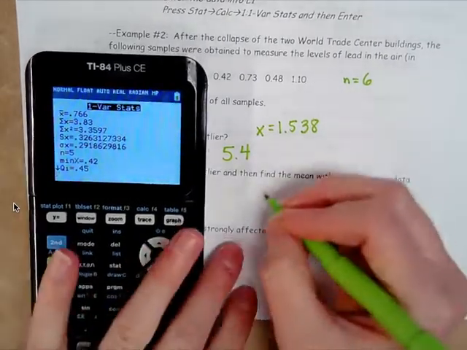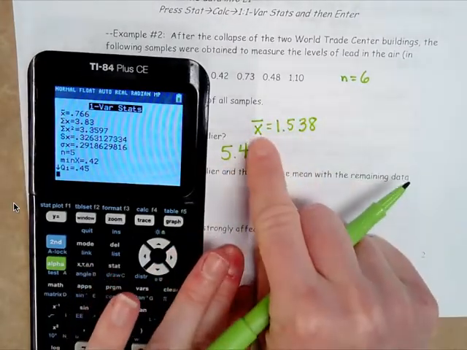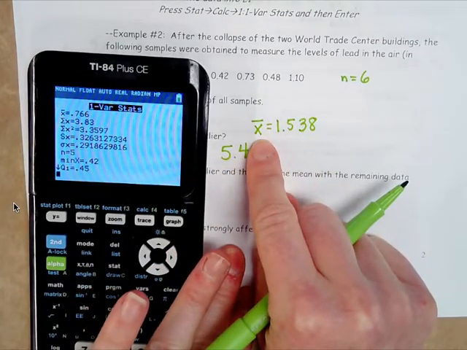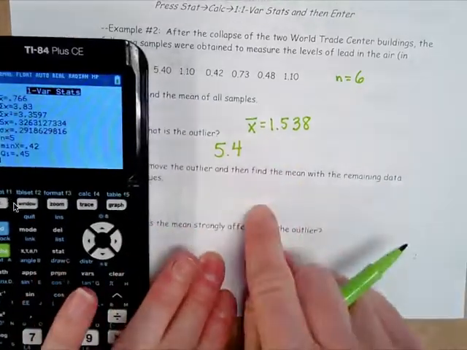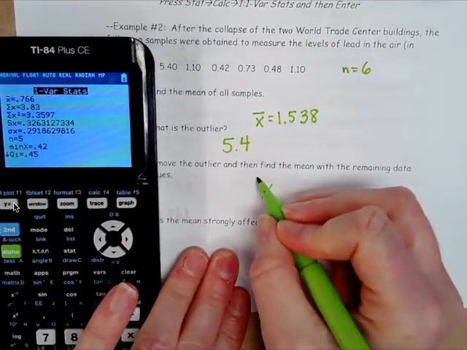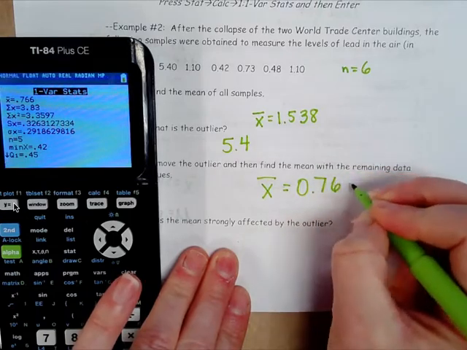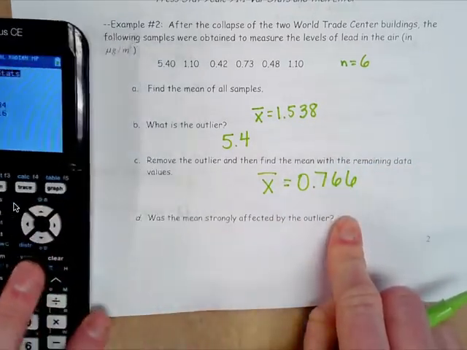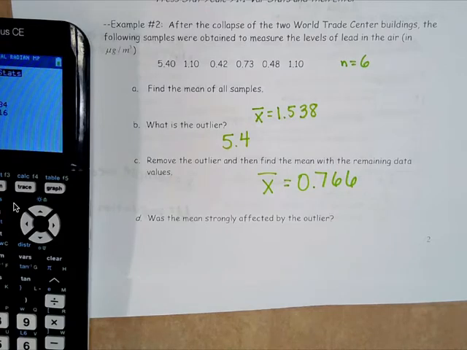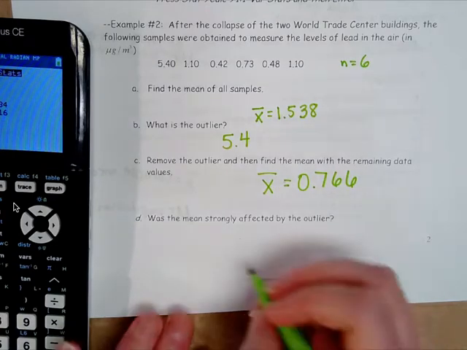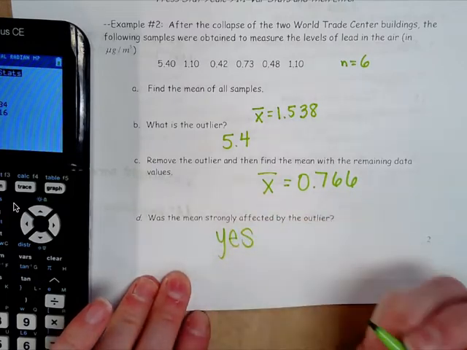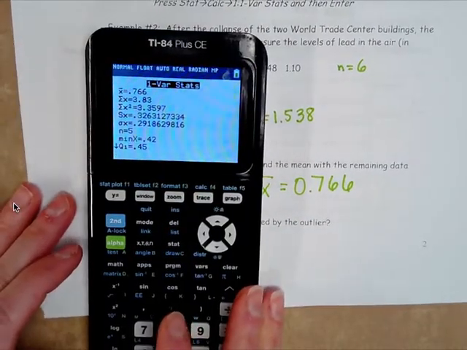And we got a different answer, right? Oh, I should put X bar. Hey, I messed up right there. So put X bar. So here with the outlier removed, we get 0.766. Was the mean strongly affected by the outlier? Yes. Yeah, it was. Yeah, I can show you.